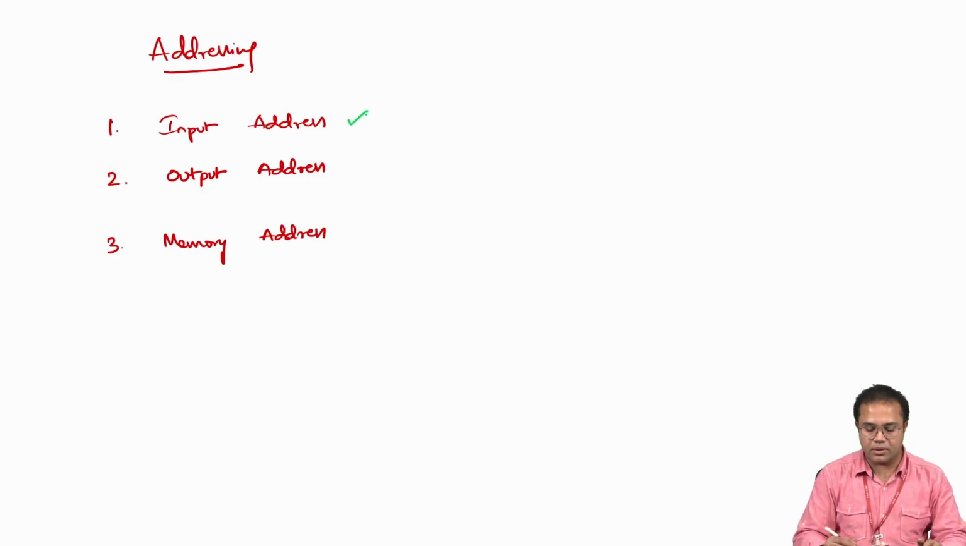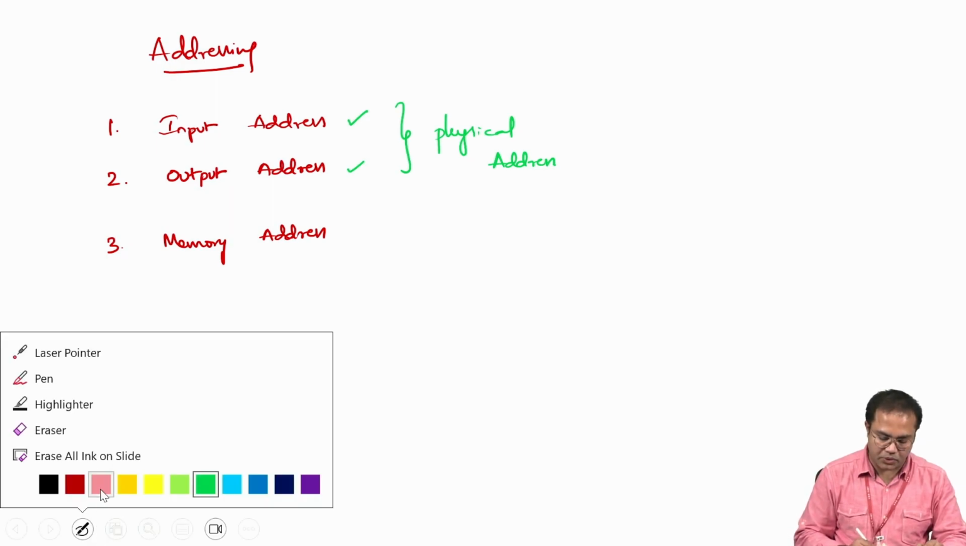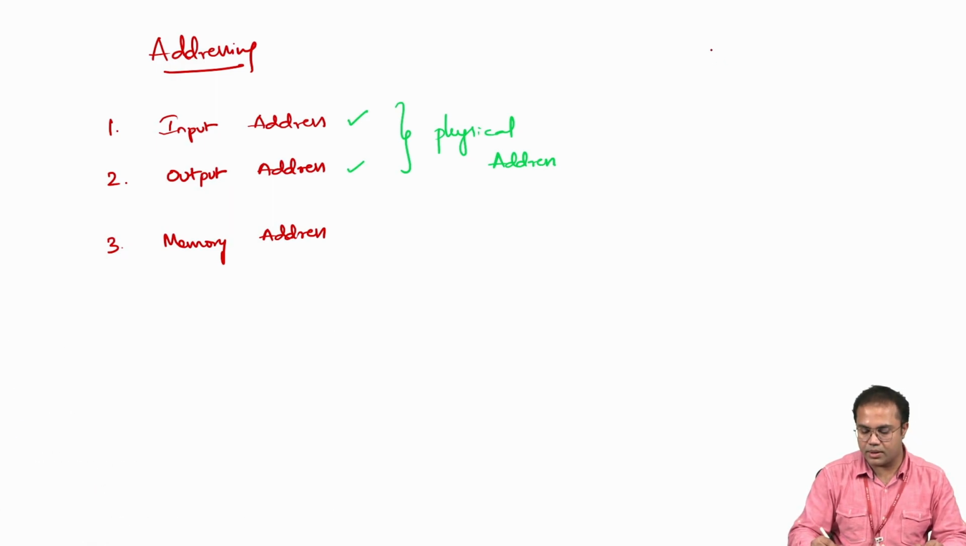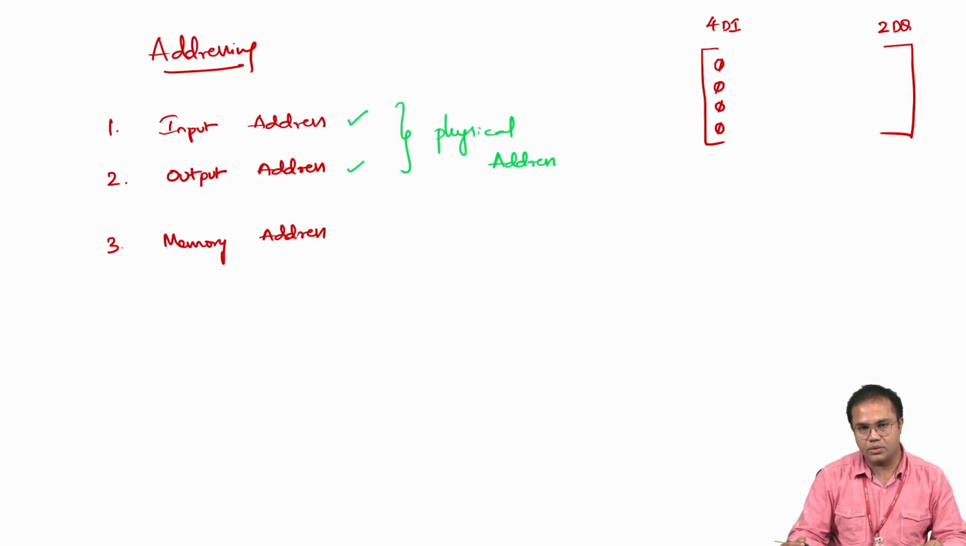The input address and output address, I can say these two are physical addresses, which represent the physical terminal channels. Say for example, I have one input module across the PLC, and this module has 4 digital inputs. Let's say 4 DI, 4 channels. Similarly, I have 2 DQ, 2 digital outputs.